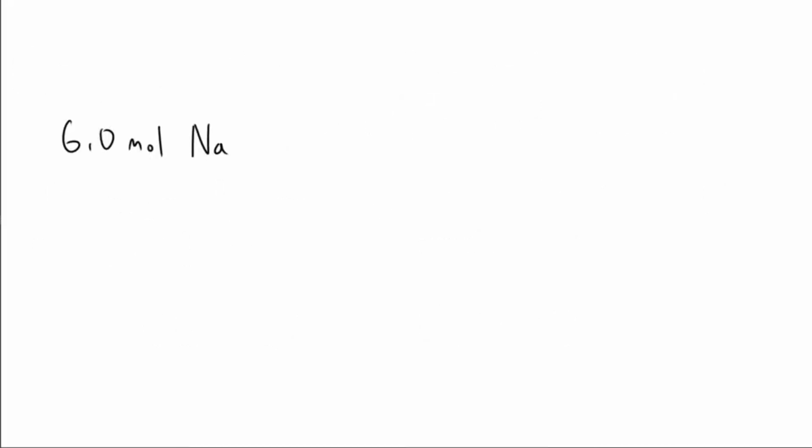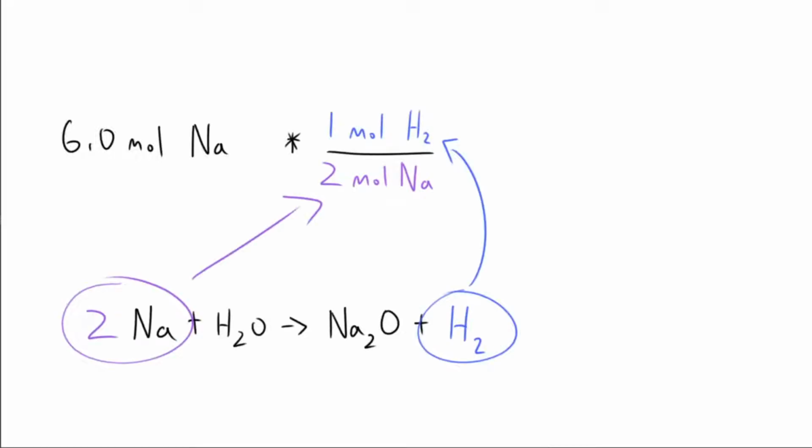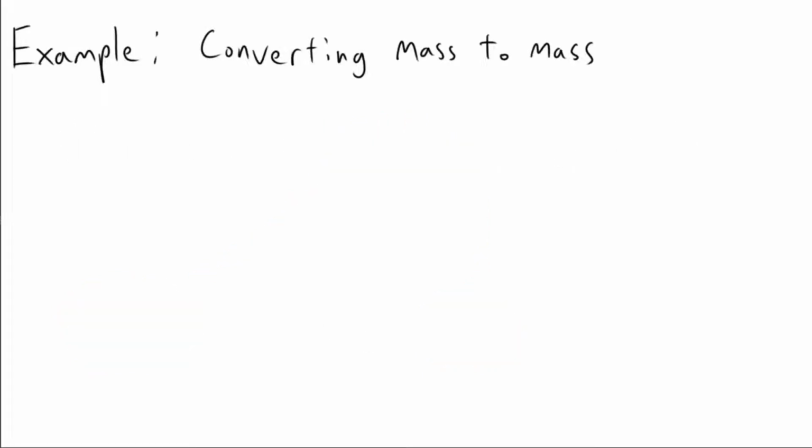We start with 6.0 moles of sodium metal. By balancing our equation, we know that for every 2 moles of sodium, we create 1 mole of H2. We multiply this mole-to-mole ratio by our starting moles, and then we get a result which is 3.0 moles of H2. This concept also extends to doing calculations with other units such as grams.